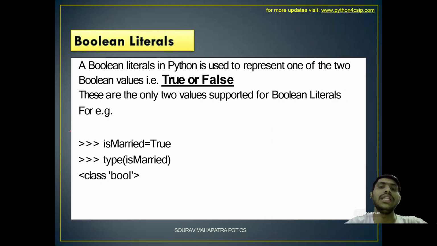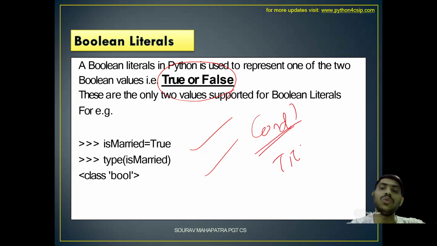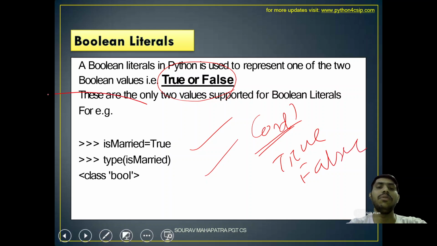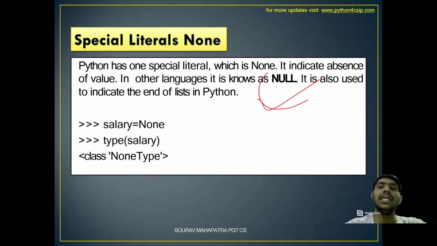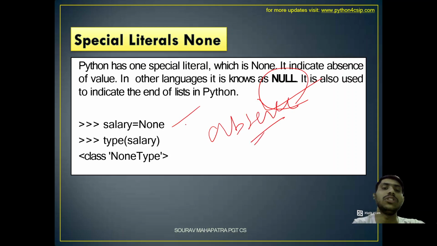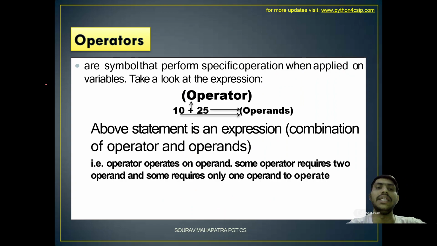Then Boolean literal, you know, true and false. The truth value will be checked when you use any condition. If the condition is true, it will show true. If it is false, it will show false. Clear, I think, everyone. Then special literal, None, the absence of a value. When there is no value, that absence of value is a special literal.